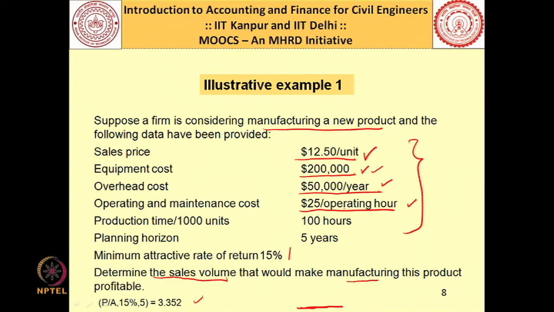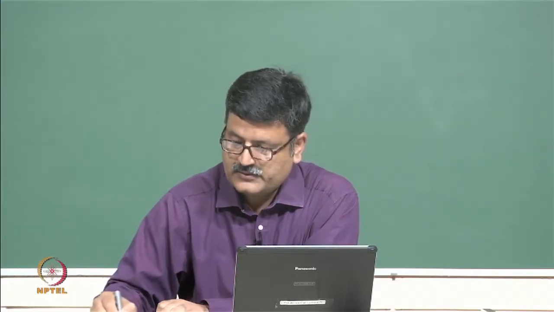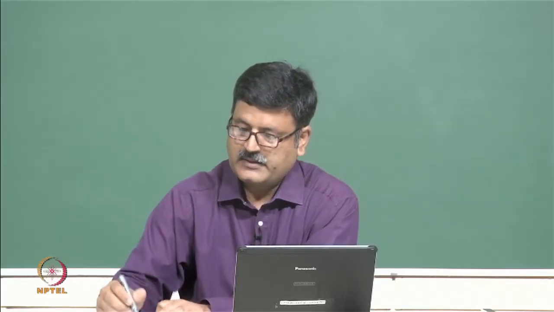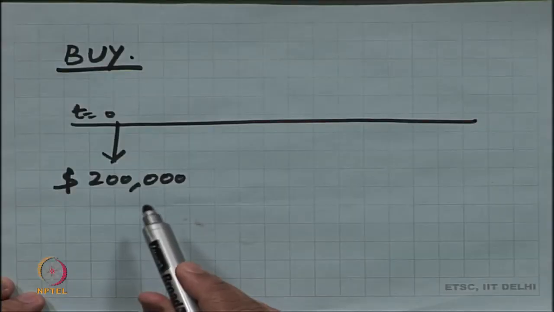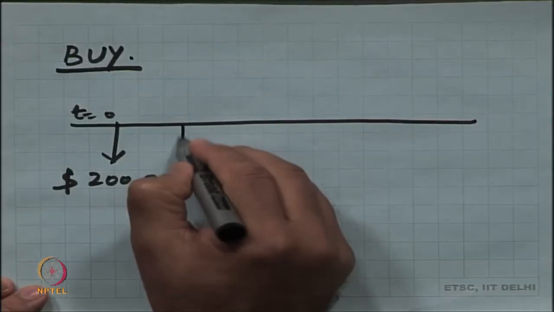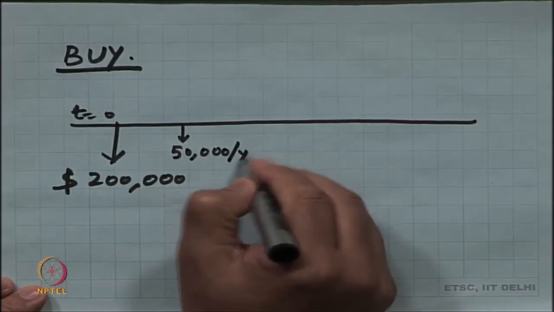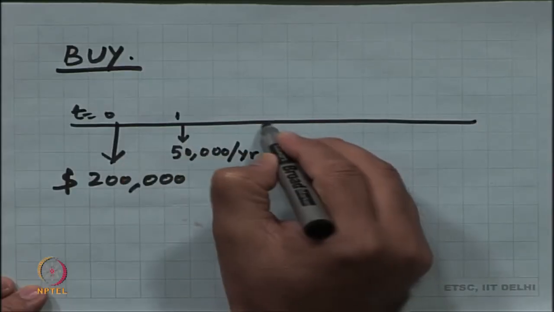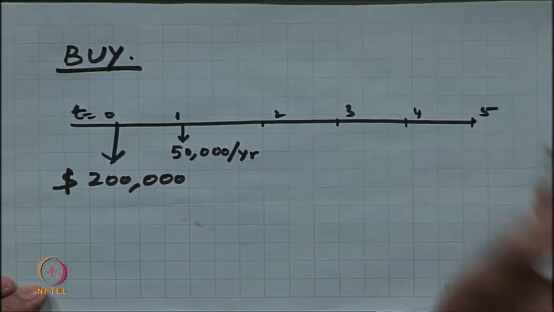So, if you try to draw the cash flow diagram for this, let us say we are going in for buying the equipment, it would be like this. The equipment is costing 200,000. So, straight away at time t equal to 0, we have to spend $200,000. Now, overhead costs are $50,000 again every year, $50,000 per year. This is 1, 2, and the planning horizon is 5 years as given in this problem.